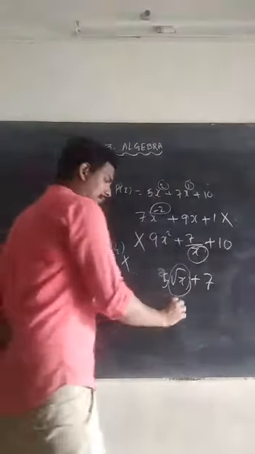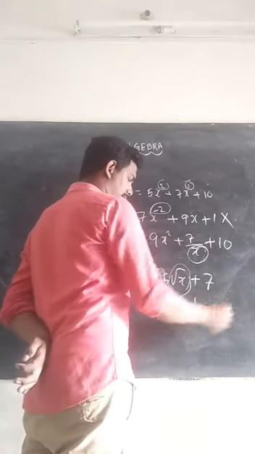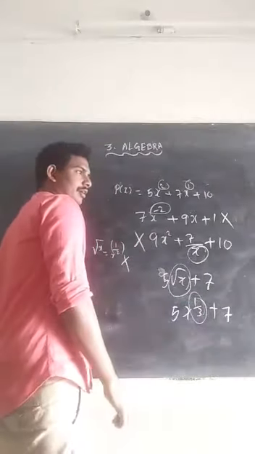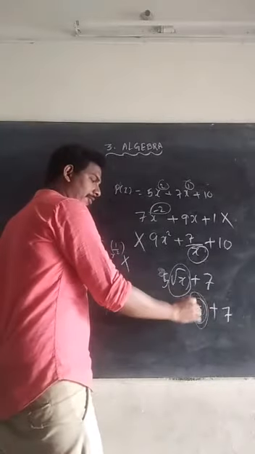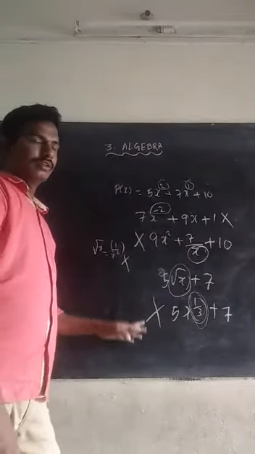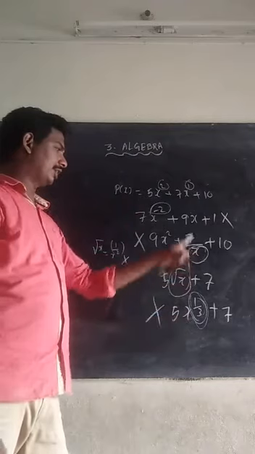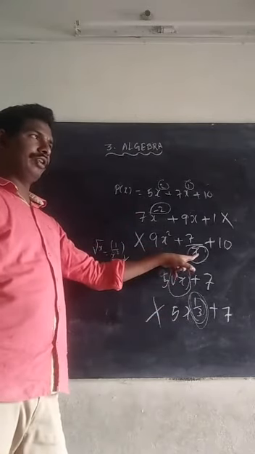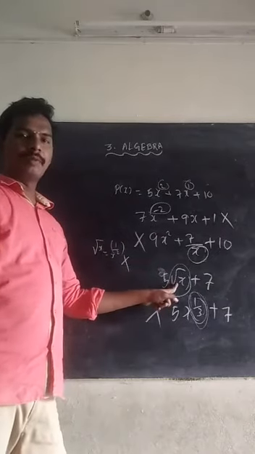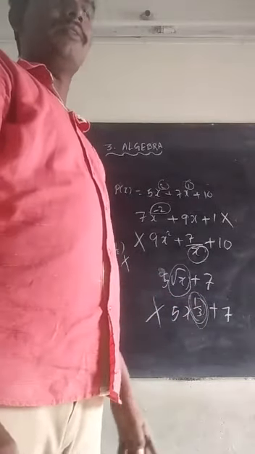For example, 5x power 1 by 3 plus 7. So what power is there? 1 by 3. Power also should not be a fraction. If we have fraction, we can say it is not a polynomial. So 4 rules: one, power should not be negative; two, power should not be a fraction; three, the variable should not be in the denominator; and the other one is the variable should not be in root. These 4 concepts we ought to learn about the concept of polynomial.